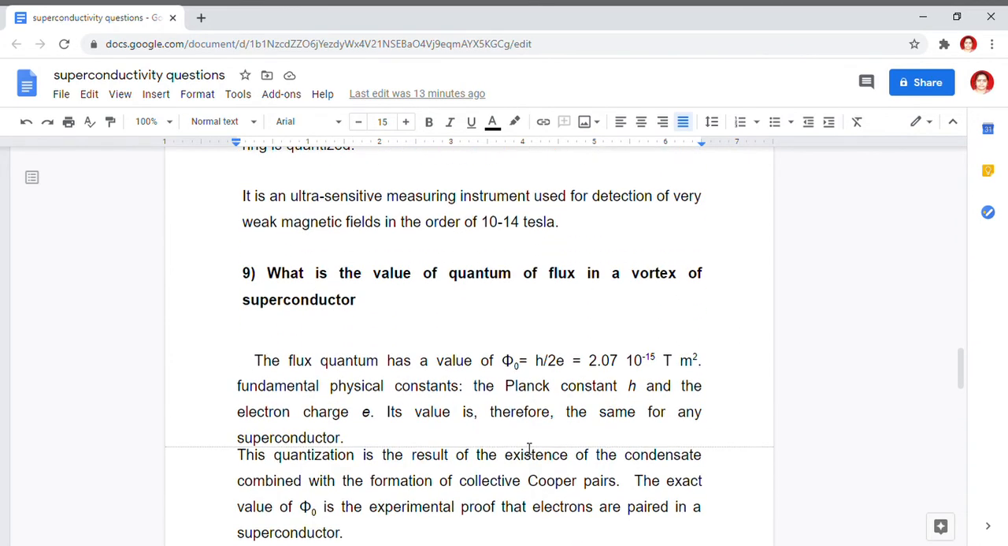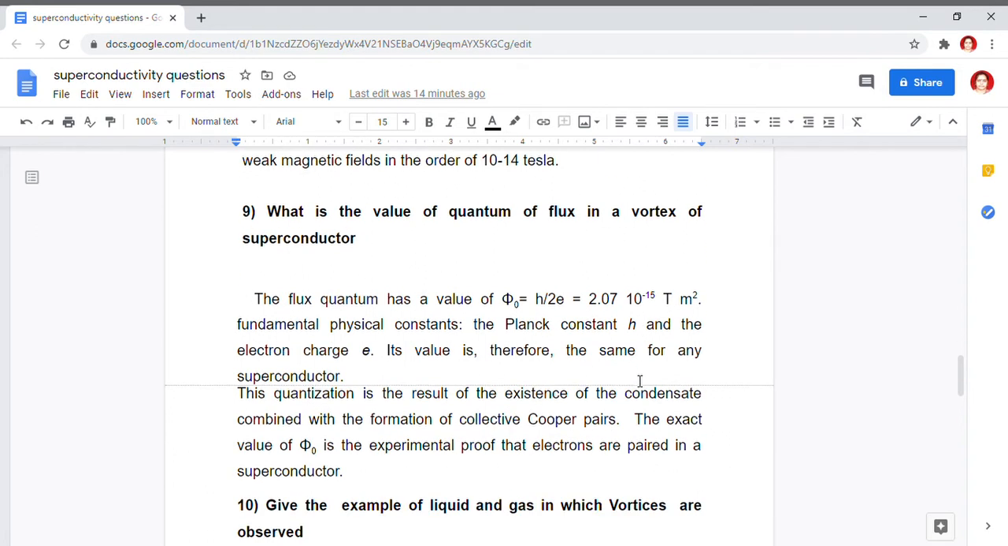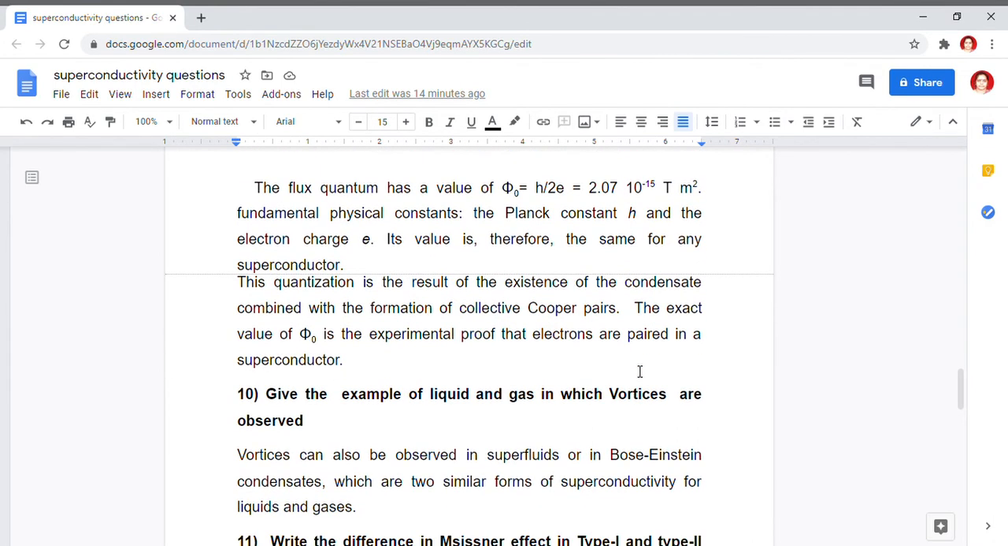The next question is: what is the value of the quantum of flux in a vortex of a superconductor? The value of the flux quantum is phi0 equal to h upon 2e. Here h is the Planck constant and e is the charge of the electron. So the value of the flux quantum will be 2.07 times 10 raised to power minus 15 Tesla meter square. It is a constant, so it does not depend on the type of material. That means it will be the same for every superconductor. This quantization is due to the existence of a condensate with the formation of collective Cooper pairs.